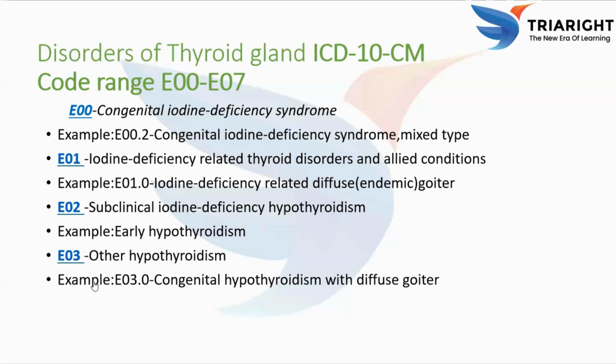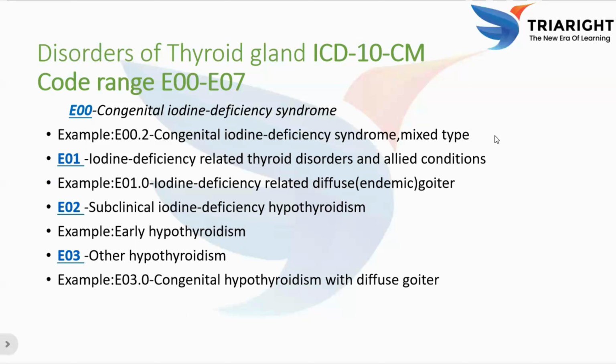So what's the next code? E03, other hypothyroidism. What is covered under this section of code? It covers all the causes of underactive thyroid but not due to iodine deficiency. Because it is not due to iodine deficiency, it is classified under the E03 category. This may be congenital or acquired. For example, E03.0, congenital hypothyroidism with diffuse goiter, means born with low thyroid hormone and also an enlarged thyroid.